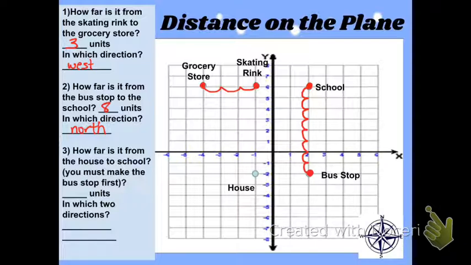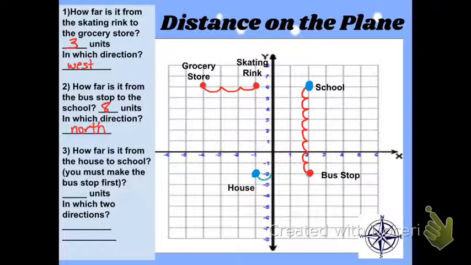How far is it from the house to the school? Now look, the house, I'm going to change color so this is a little easier for you to see. The house is down here. The school is up here. We can't go diagonally. In other words, we can't go directly from the house to the school. We can't do that. So you must make the bus stop first. So we're going to go from the house to the bus stop, and then from the bus stop to the school. So let's count it with our loopy things again.